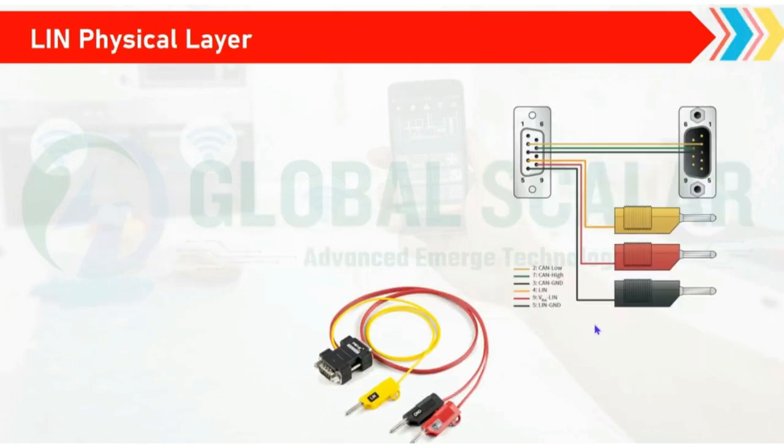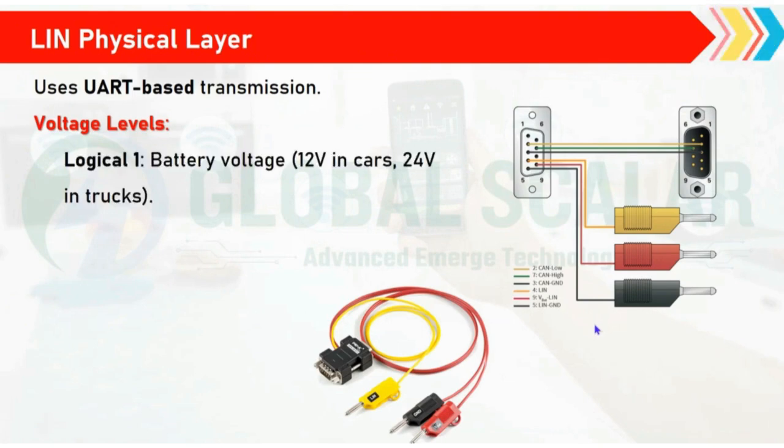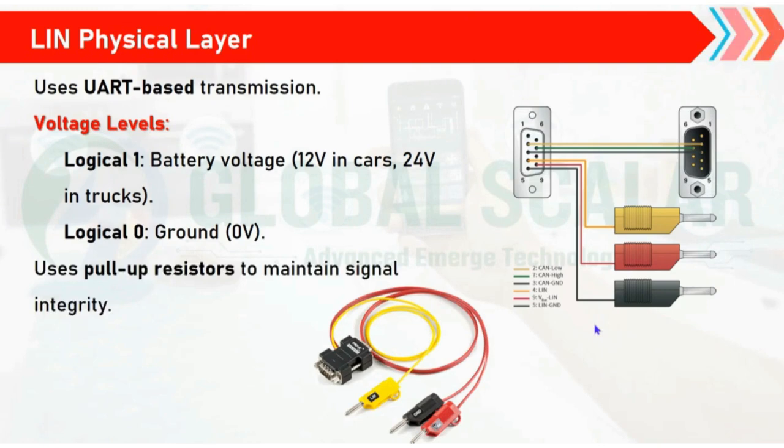And coming to the physical layer, it is based on UART based transmission. For the voltage level, logic 1 means high. The battery voltage is 12 volts in the car and 24 volts in the truck. Based upon the hardware, the ECU, the voltage supplied will vary. And logical 0 is the ground, which is 0 volts. Here it uses a pull-up resistor to maintain the signal integrity.